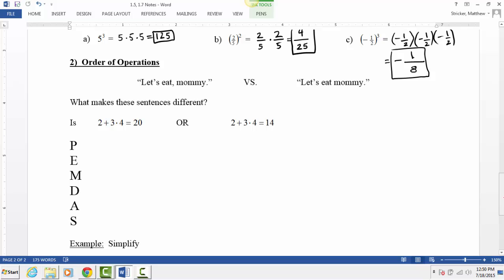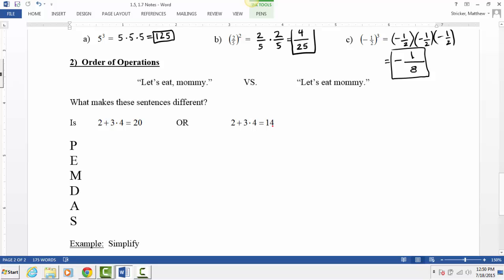There's a difference between asking Mom to eat and wanting to eat Mommy, just like there's a difference between, in this example, adding 2 plus 3 first, which is 5, and then multiply by 4 to get 20, or first multiplying 3 times 4 is 12 and adding 2 to that to get 14. So we have to have a specific order that we always follow.